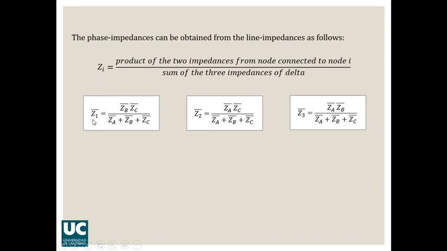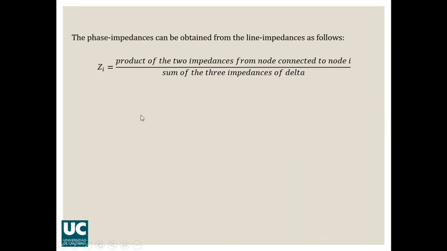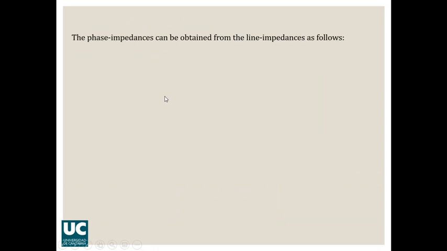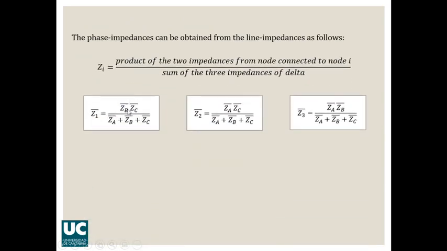So phase impedance 1 could be obtained as the product of line impedances B and C. Let's go back. Here you have impedance 1, which has the two line impedances with a common vertex, B and C. So that is why you have here the product of B and C, divided by the sum of all the three impedances of the delta, the three line impedances. You can do the same for obtaining phase impedances 2 and 3.